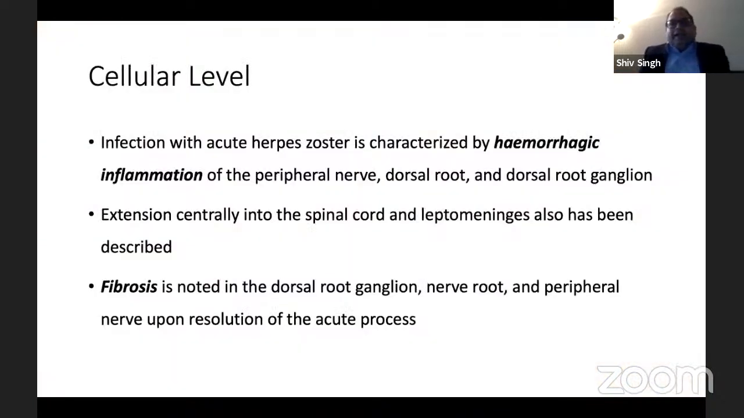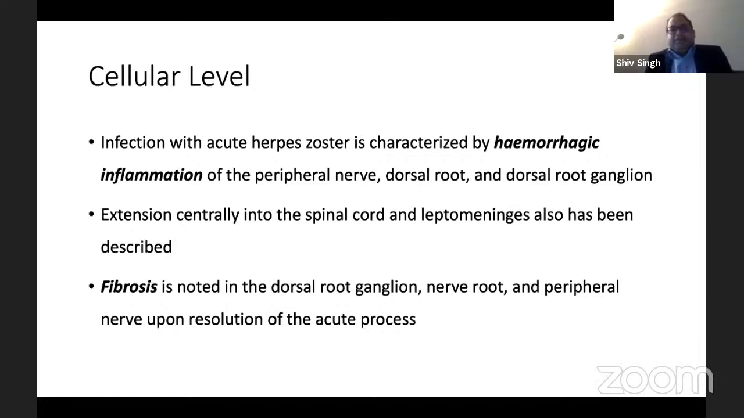Okay. So at the cellular level, what exactly is happening? Why is this causing so much of a problem? The infection with acute herpes zoster causes hemorrhagic inflammation within the peripheral nerves, dorsal root, and the dorsal root ganglia. It can sometimes spread into the spinal cord or into the leptomeninges. But most of the time, it goes along the peripheral nerve, causing a typical lesion.